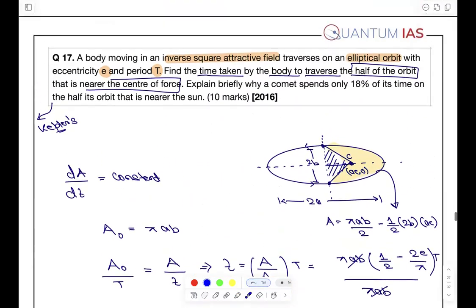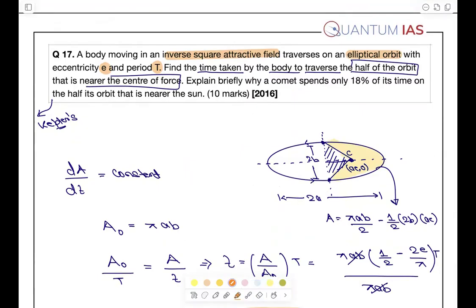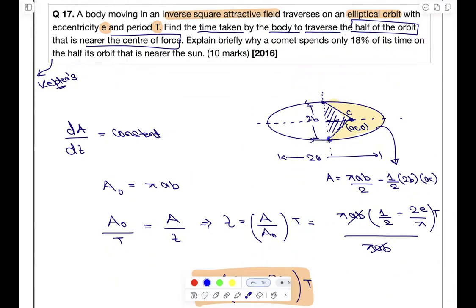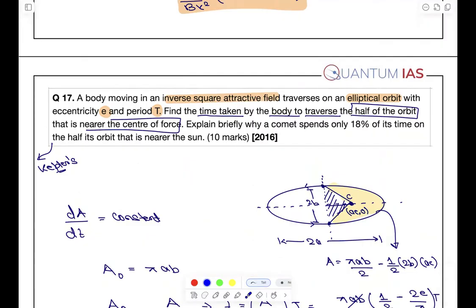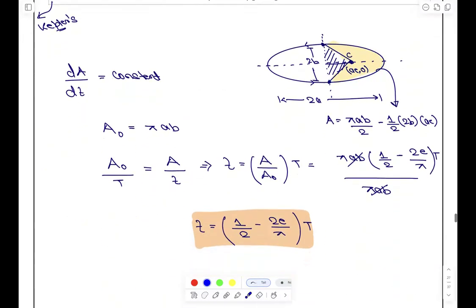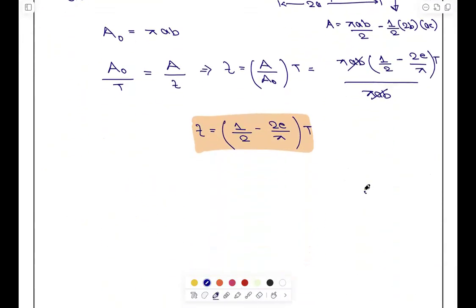Now one more question they've written here: briefly explain why comets spend 18% of their time on this half of the orbit. If this is not a planet but a comet, why does it spend only 18% of the time on this half? So try to understand, for a comet, this is the sun, let's say, and the comet does not move in a complete orbit. The eccentricity of this orbit will be almost tending to 1, or it's parabolic in shape.